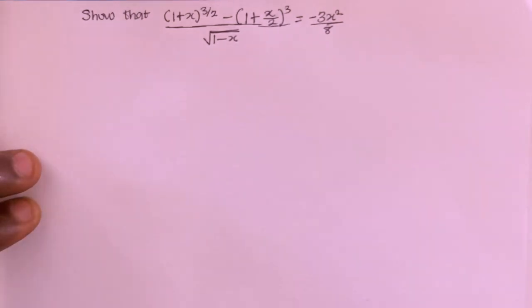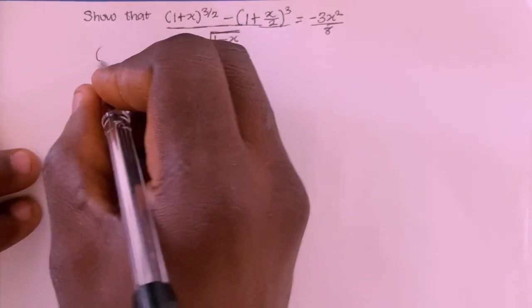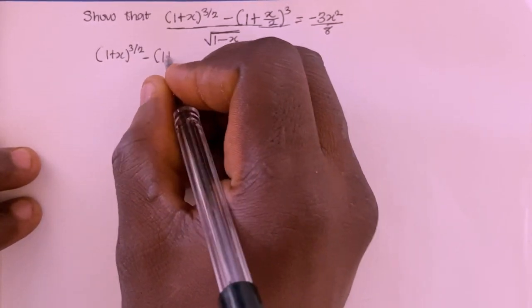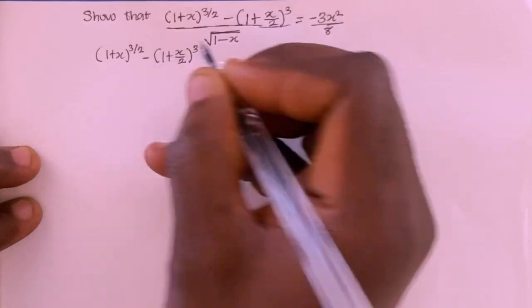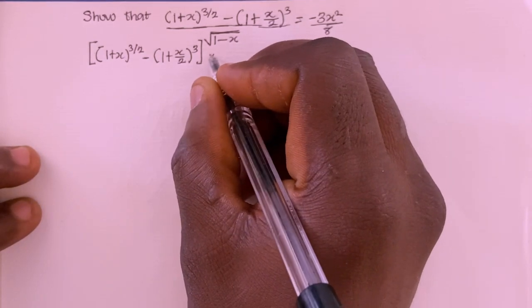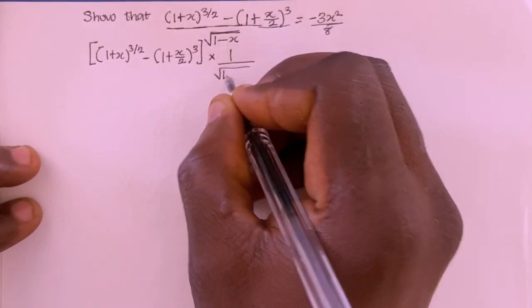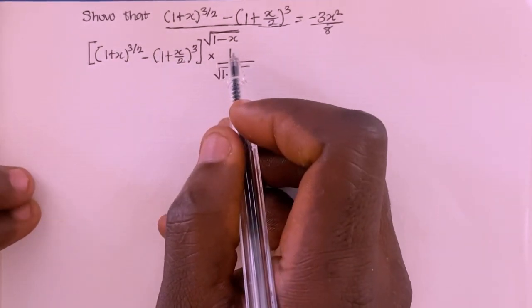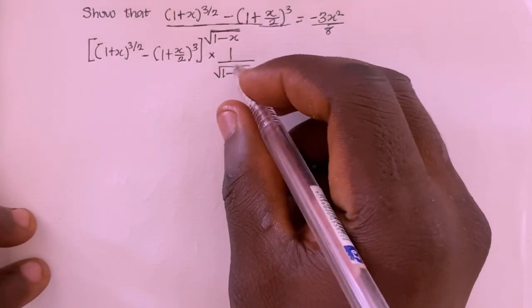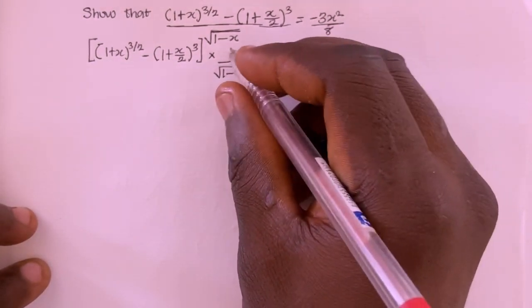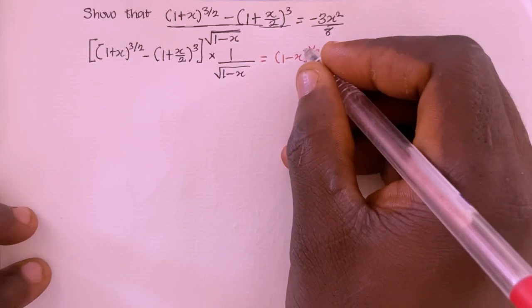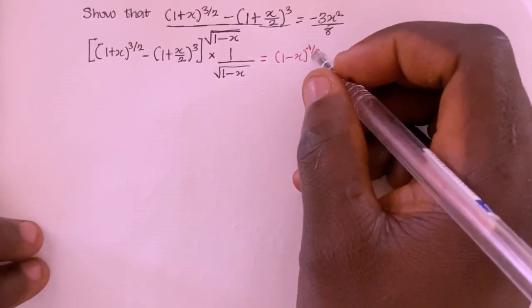The whole expression here, I can actually rewrite it as (1 plus x) all raised to power 3 over 2, then minus (1 plus x divided by 2) all raised to power of 3. Then let me just put this inside one bracket. Then I can just say this is multiplying 1 over root of 1 minus x. That means I can simply express this 1 divided by root of 1 minus x as 1 minus x to the power of 1 over 2, which is, taking the inverse, minus 1 over 2.